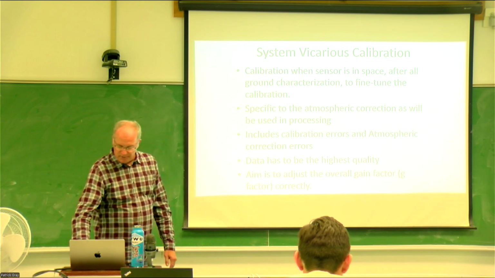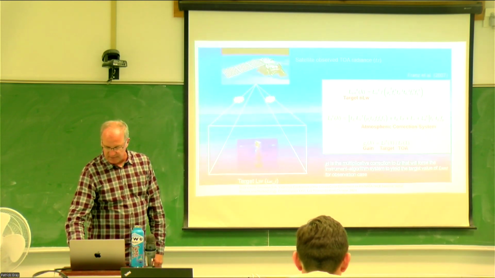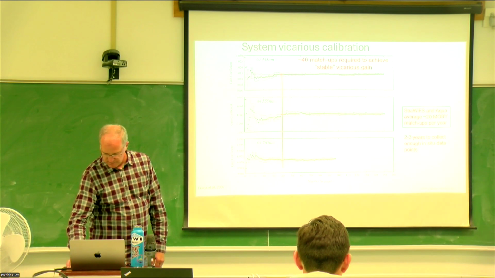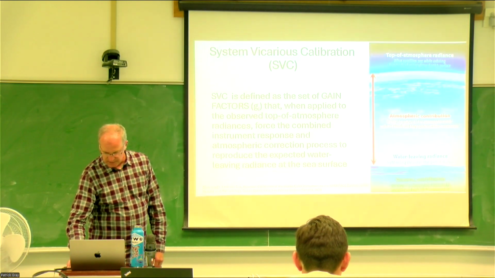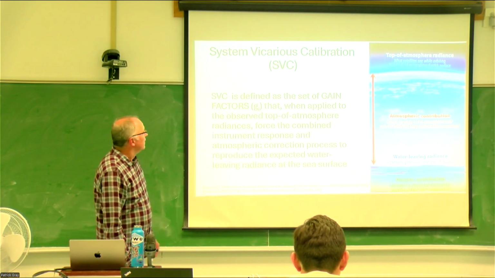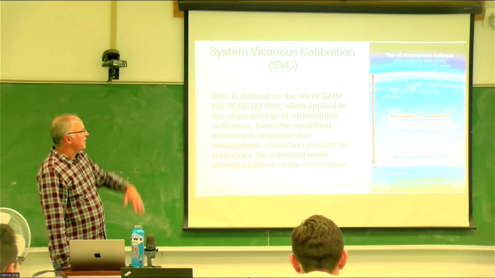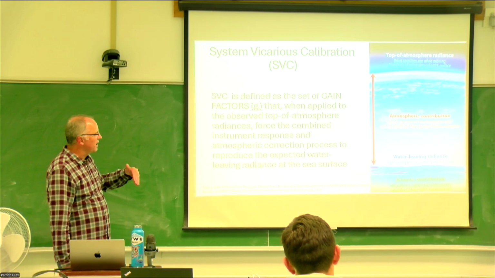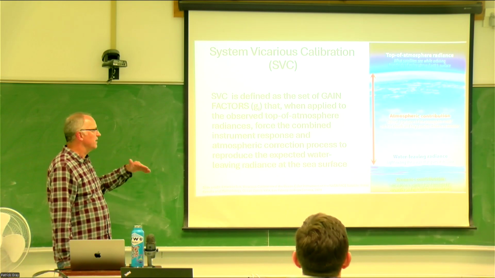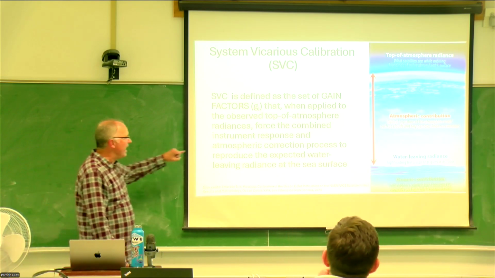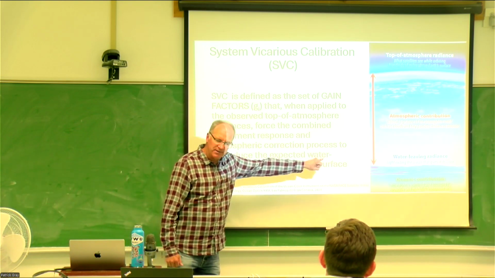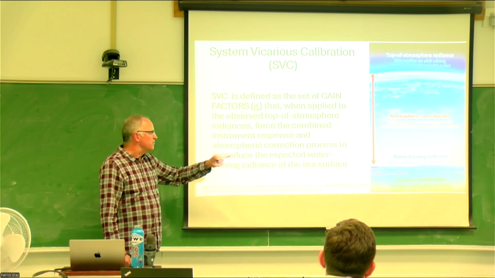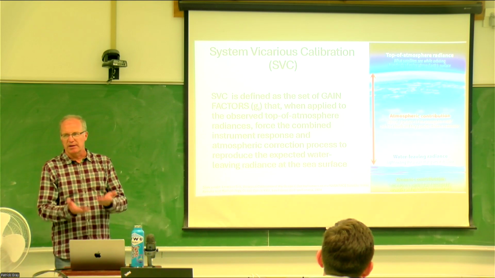So the overall process of system vicarious calibration, and this thing is twitchy, or maybe it's just me, is that SVC is defined as the set of gain factors that, when applied to the observed top of the atmosphere radiance, forces the combined instrument response and the atmospheric process to reproduce the expected water leaving radiance.